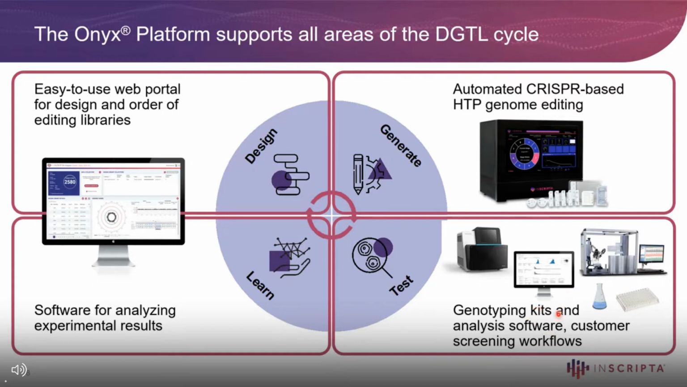That NGS data then gets fed into another software package called Resolver, which determines the edits contained within those hits or the distribution of edits within your hit population. This basically allows you to link the genotype to the phenotype. Then you'll probably want to take a hit strain from that first round and go through this cycle all over again, and you can do really rapid rounds of genome engineering using the Onyx platform.